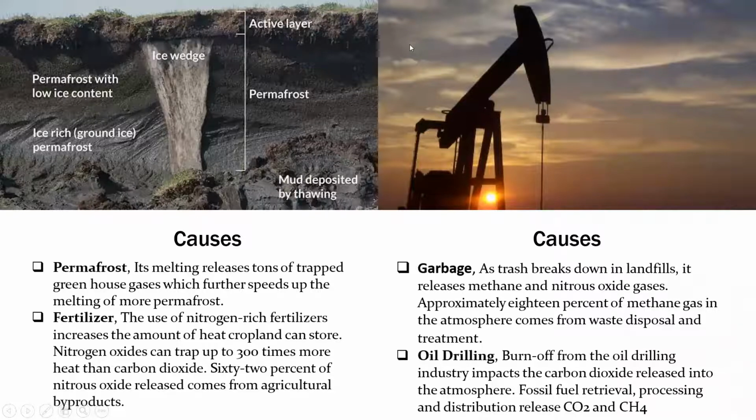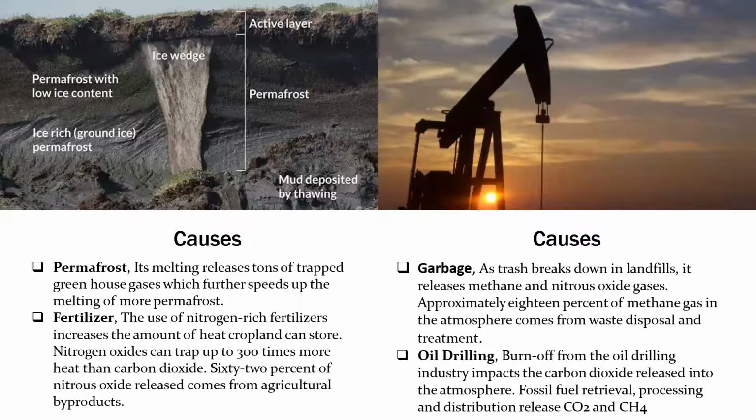Permafrost. Its melting releases tons of trapped greenhouse gases, which further speed up the melting of more permafrost. Fertilizer. The use of nitrogen-rich fertilizers increases the amount of heat plants can store. Nitrogen oxide can trap up to 300 times more heat than carbon dioxide. 62% of nitrous oxide released comes from agriculture byproducts.